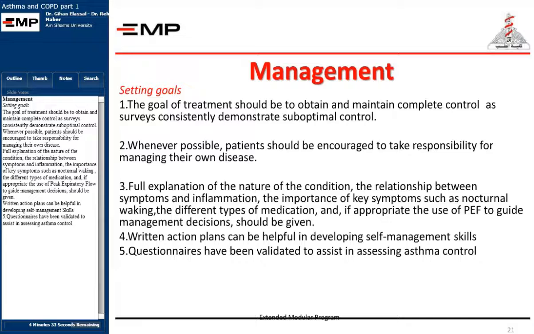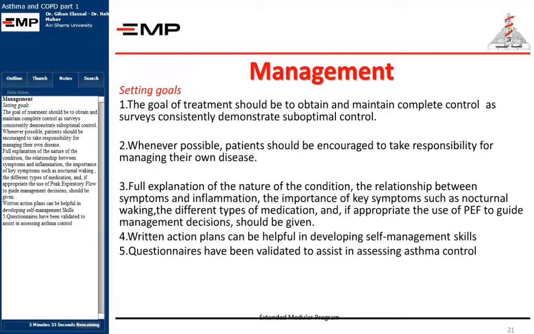Management. Setting goals. The goal of treatment should be to obtain and maintain complete control, as surveys consistently demonstrate suboptimal control. Whenever possible, patients should be encouraged to take responsibility for managing their own disease. Full explanation of the nature of the condition, the relationship between symptoms and inflammation, the importance of key symptoms such as nocturnal waking, the different types of medication, and, if appropriate, the use of peak expiratory flow to guide management decisions, should be given. Written action plans can be helpful in developing self-management skills.